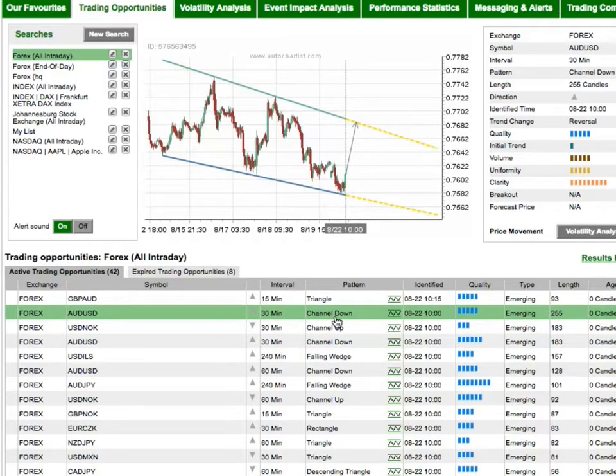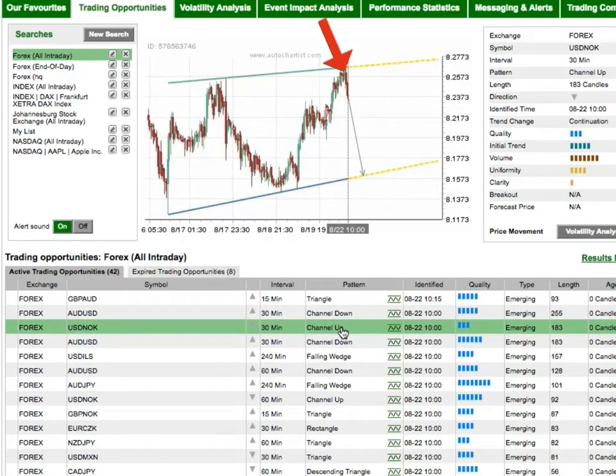Now we simply try to find patterns that have a nicely defined range that have just bumped off the support or resistance line, that has a reasonable distance to cover until it reaches the opposite boundary.